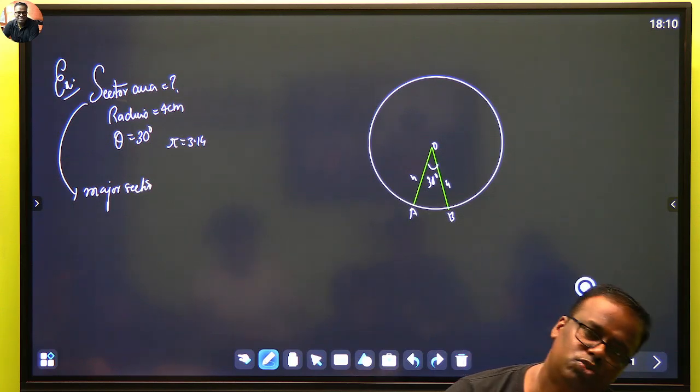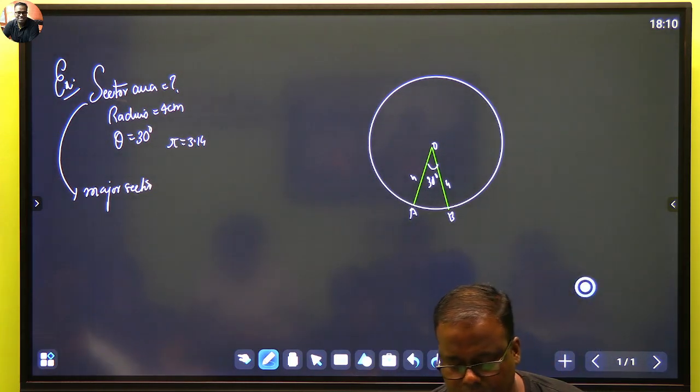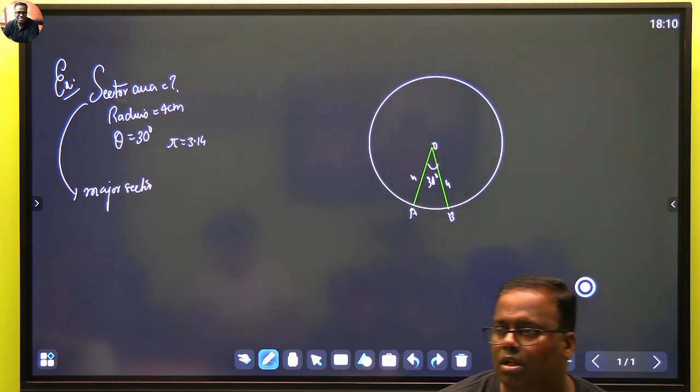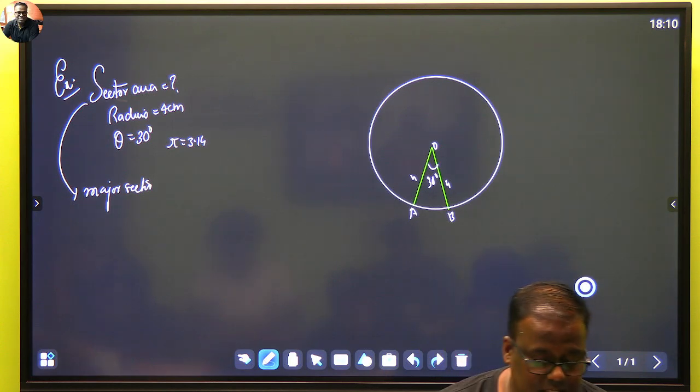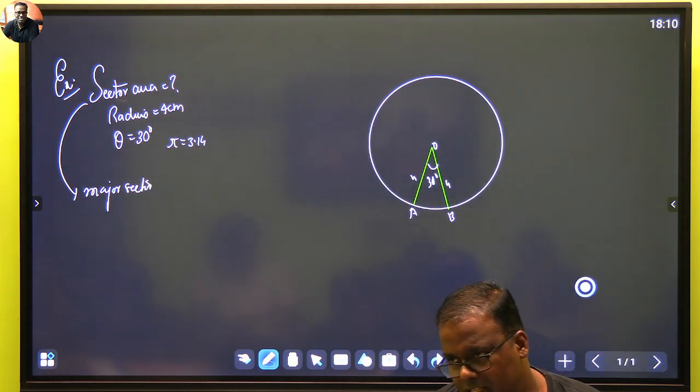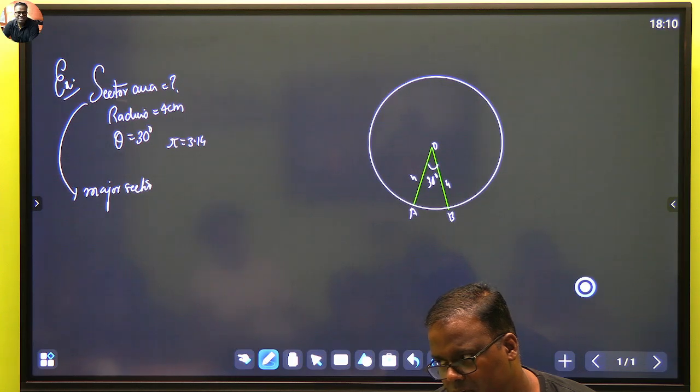Pi to be taken as 22 upon 7. Solve. The radius is 21 centimeter and the angle subtended is 120 degrees.